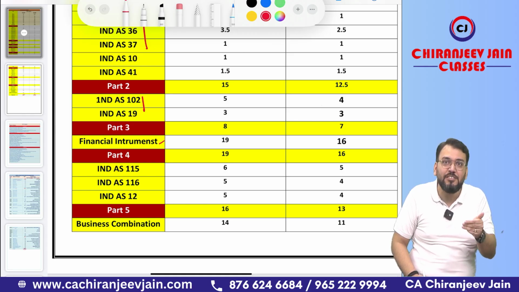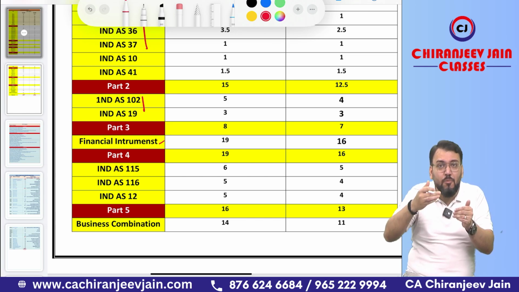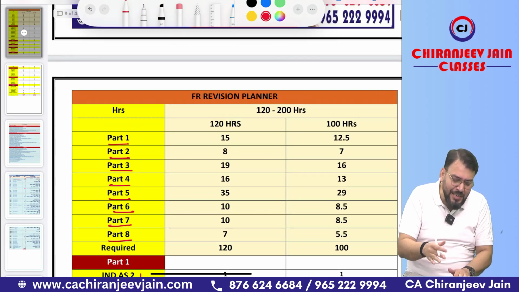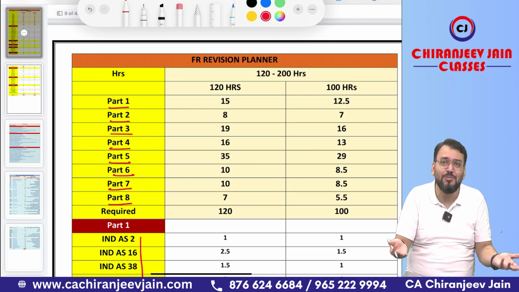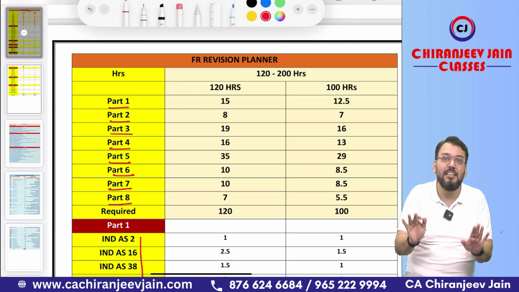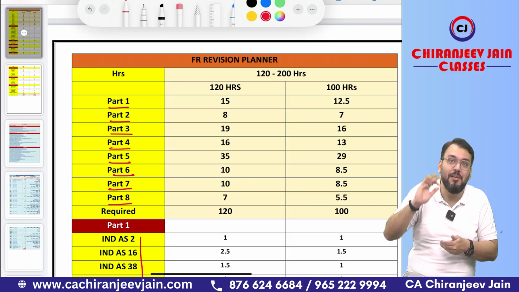And if you start with big chapters, it is quite possible either you are not able to understand it or you are taking more time to understand it. It will make your morale go down. Understood? Start with simple chapters. Start with asset-based Ind ASs, for example, Ind AS 2, Ind AS 16. That you will be able to understand easily, and you will not waste your time, and your morale will also be at the highest level. Got this point?